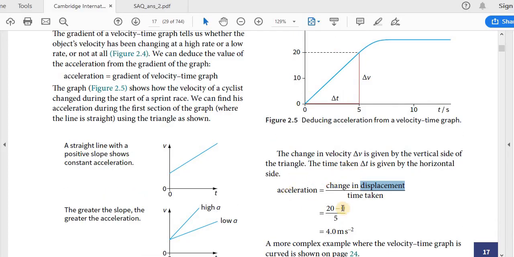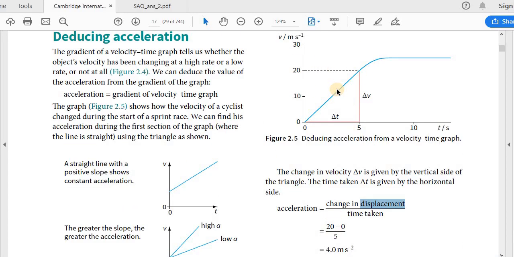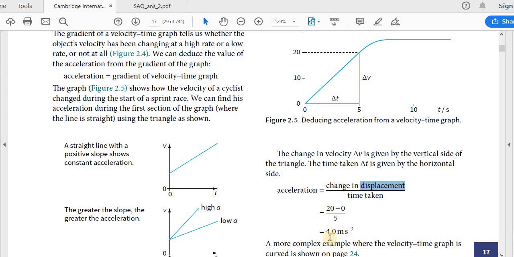Okay, and you have also learned that this equation can be used only when the acceleration is constant. And here we can see from 0 to 5 seconds the acceleration is constant. Therefore, the final velocity here is v, that is 20. The initial velocity is 0 and the time taken for that is 5. So 20 divided by 5, 4 meters per second square is the acceleration. Okay, now you can also find the gradient. It will also give you the same answer, 4 meters per second square.